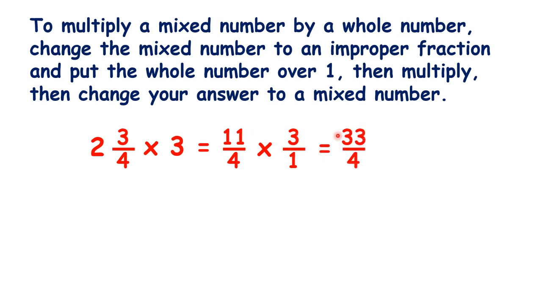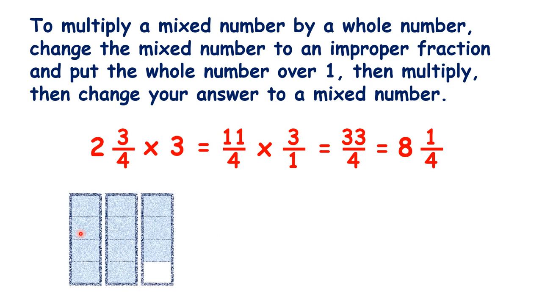So we multiply the 11 by 3, but keep the 4 as it is. That gives us 33 over 4, which we can change back into a mixed number because 33 divided by 4 is 8 remainder 1. So our answer is 8 1/4.